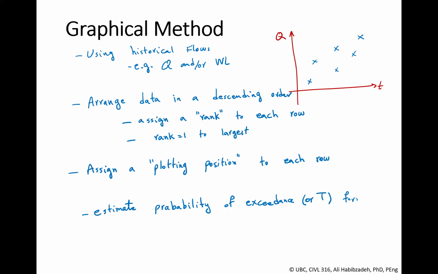For each row, and now we have a bunch of flows and their probabilities. That was what we needed. Now we can start plotting our PDF. We're not done yet, but that's the first one. Okay, so let's see what it means.